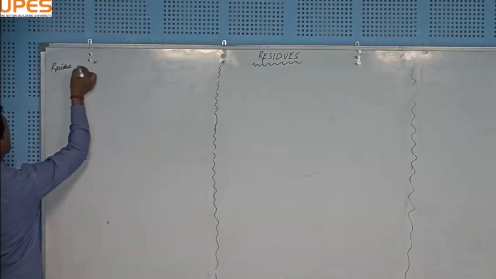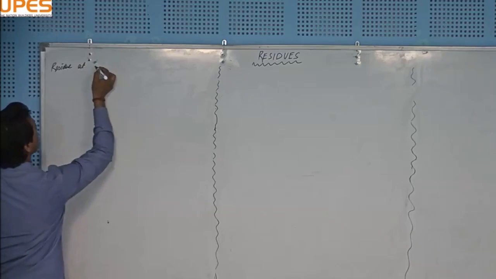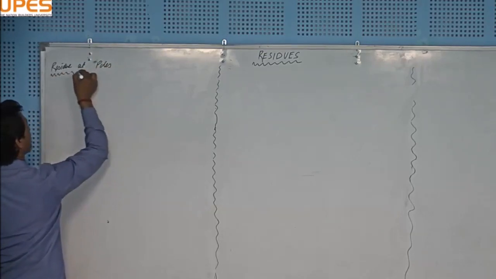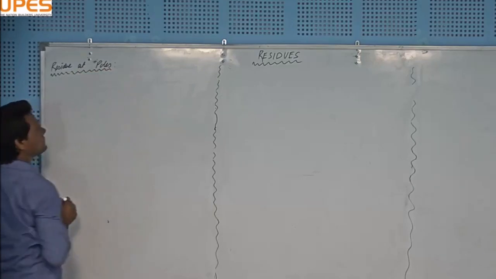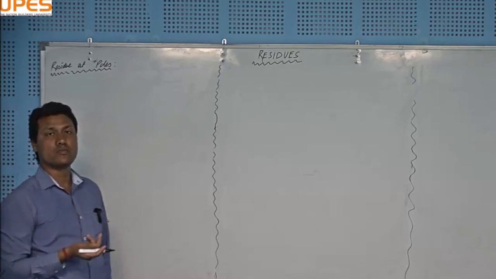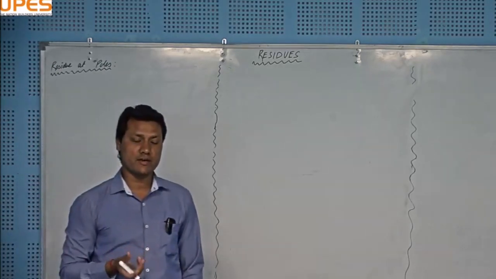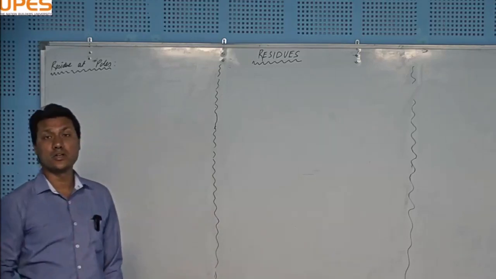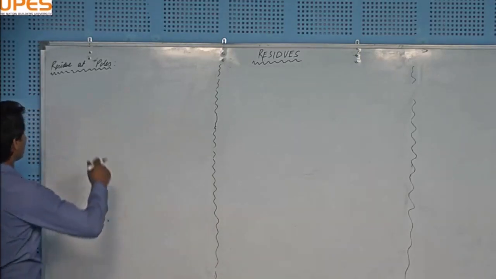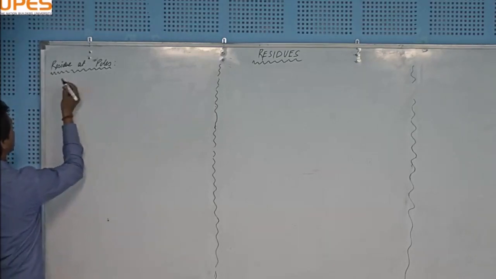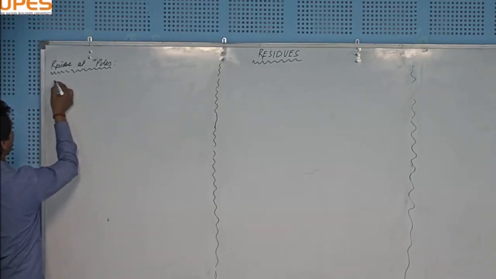Residue at poles. Since you know that z equal to z naught is a pole of a function f(z) if you have some finite negative powers of z minus z naught in its Laurent expansion, I will start with a pole of order m. I will discuss two cases, case 1 and case 2.